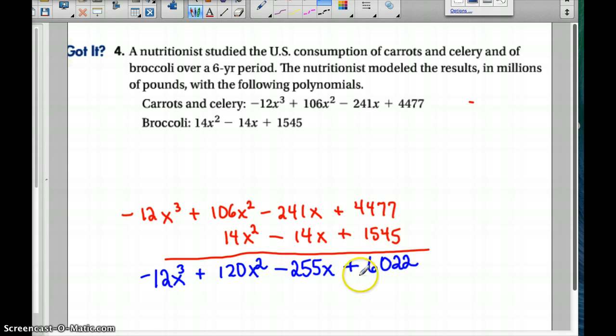And your final expression, which is a cubic polynomial that represents the sum of these two polynomials, is 12x cubed plus 120x squared minus 255x plus 6,022.